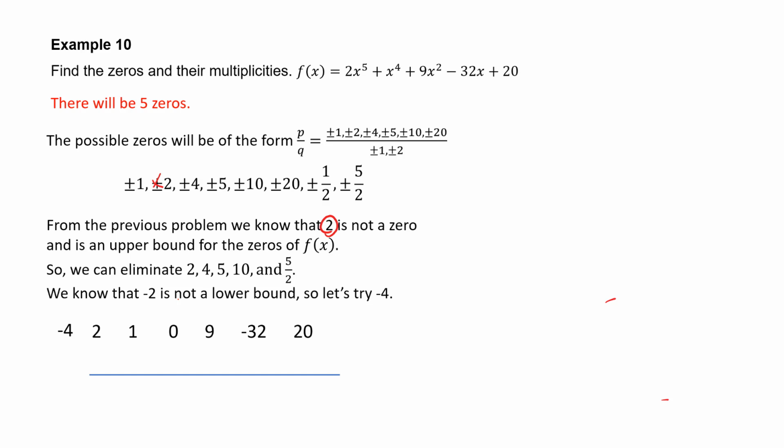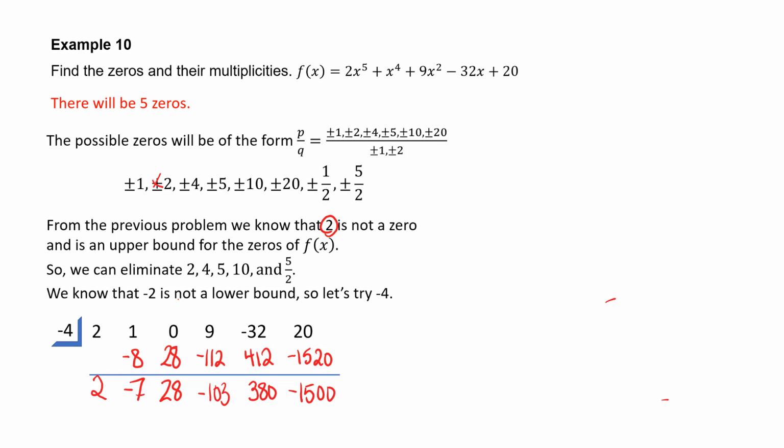Now, we know that -2 is not a lower bound because we tried it. But we could go ahead and try -4 and see if maybe that is a lower bound, and that would help us get rid of a bunch of other things. So we're going to try -4 as a candidate for either a 0 or a lower bound and see what happens. So we'll bring down our 2, multiply, you get -8, add it, you get -7, multiply, 28, add it, multiply 28 by -4, you get -112, so you got -103, multiply that by -4, and you get positive 412, add that up, you get 380, multiply again, you get -1520, and that's -1500.